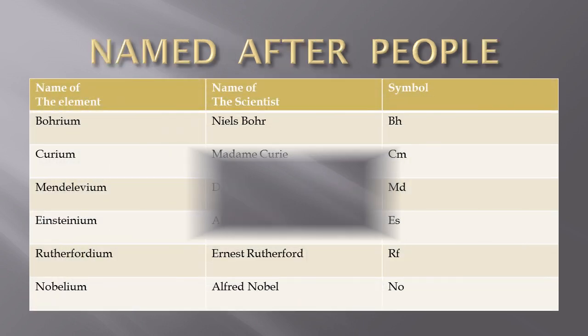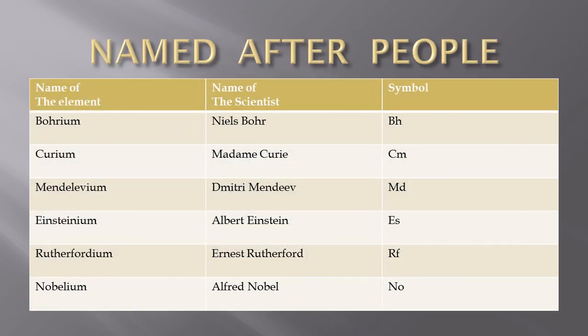Let us now move on to the elements named after people. Here you have a list of such elements. Bohrium is named after Niels Bohr, who gave us the atomic model. Curium is named after Madame Curie, whose contributions we can never forget. The element symbol is capital C, small m.